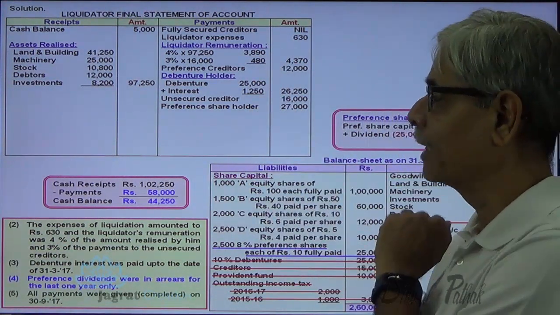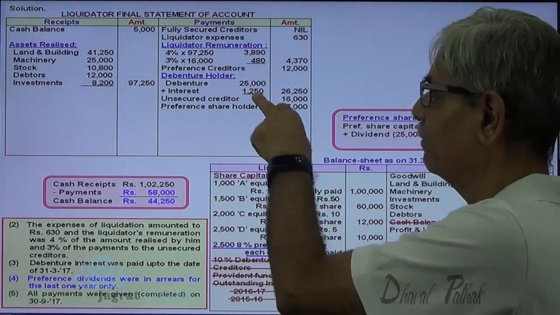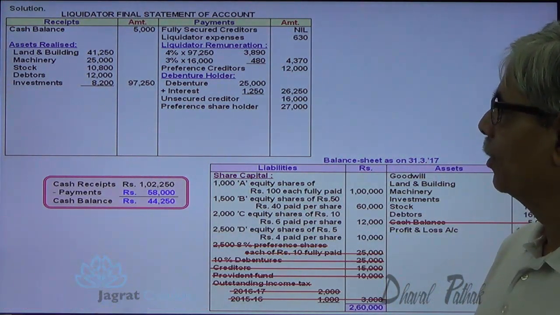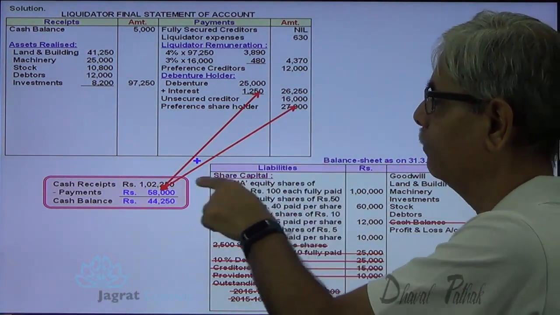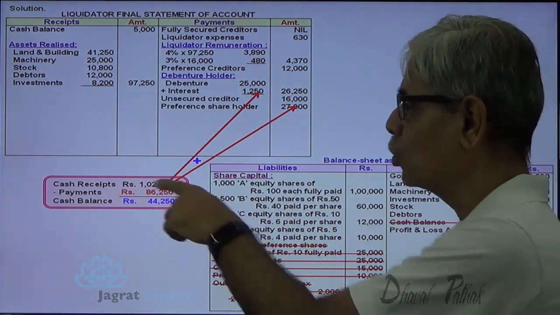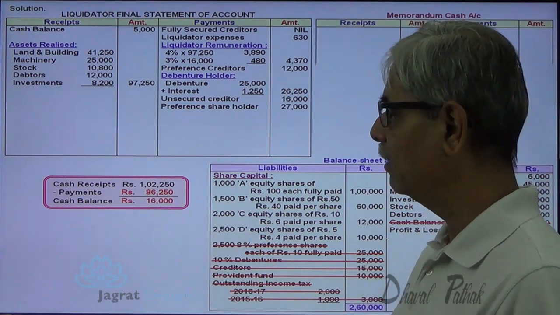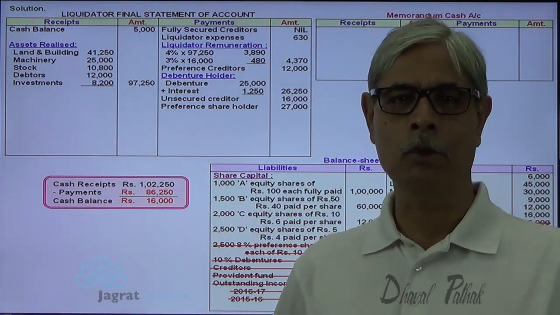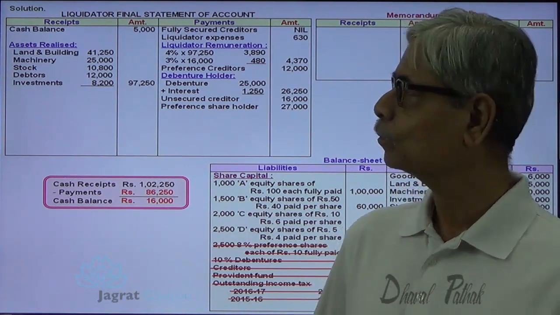Now, what are the additional payments made by me, which I need to add to this 58,000? Those payments are 1,250 and 27,000. So 58,000 plus 1,250 and 27,000, my total payments now work out to be 86,250, and the cash balance available to me is 16,000. This much cash balance is available to me for payment to equity shareholders.